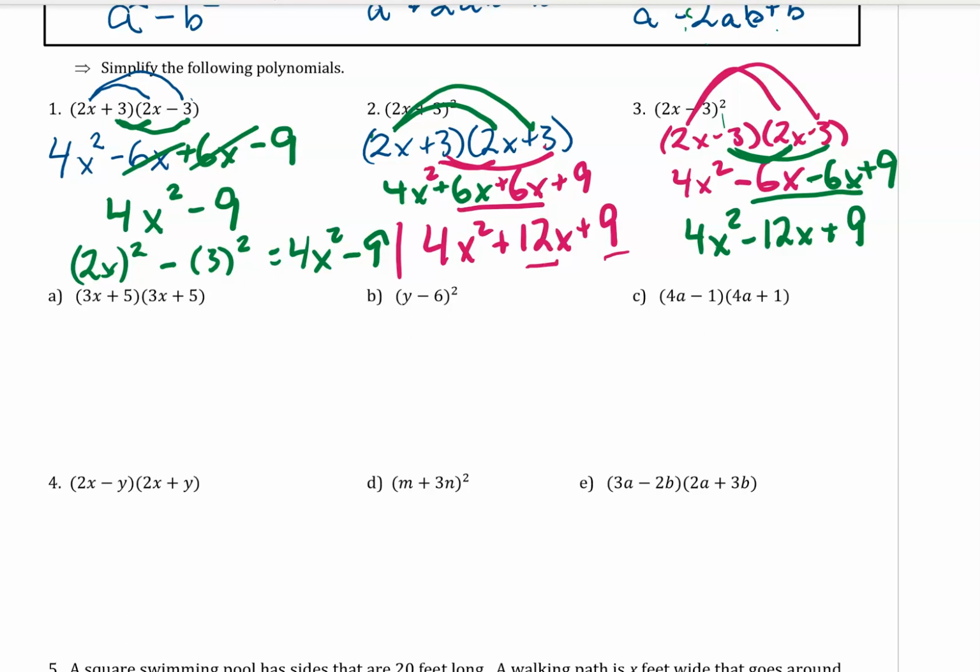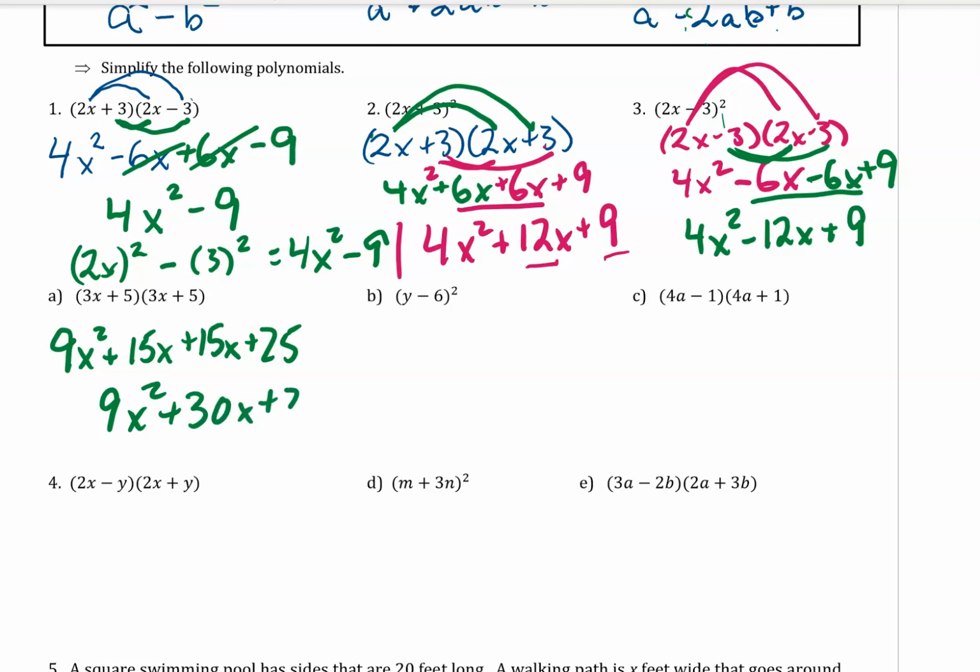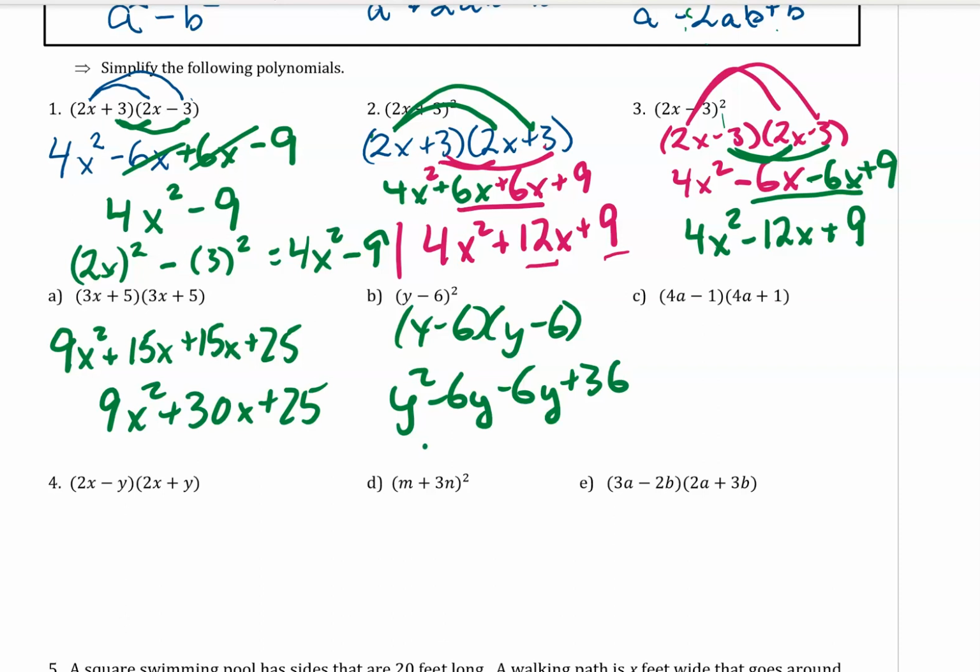Okay, hopefully you tried those. On A, I have 9x squared plus 15x plus 15x plus 25, which yields 9x squared plus 30x plus 25. On letter B, I have y squared minus 6y minus 6y plus 36, so it becomes y squared minus 12y plus 36.